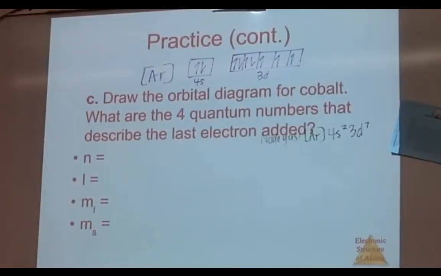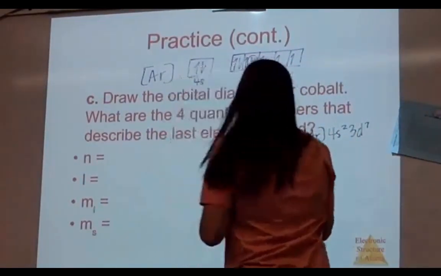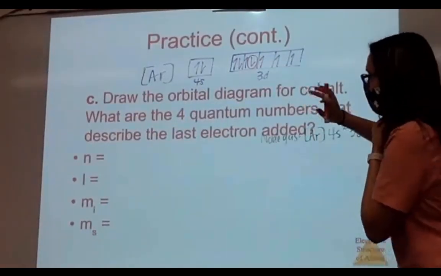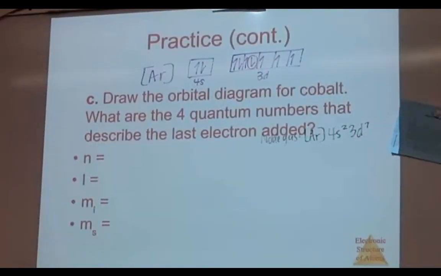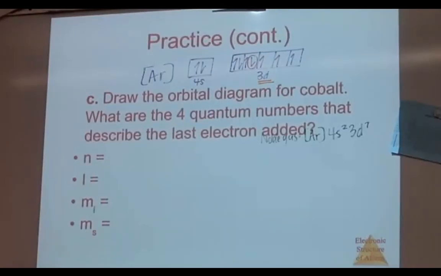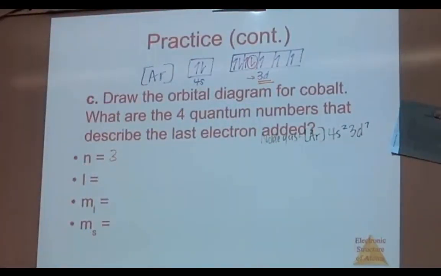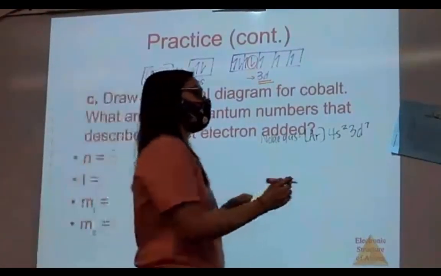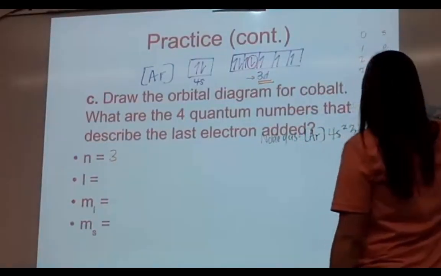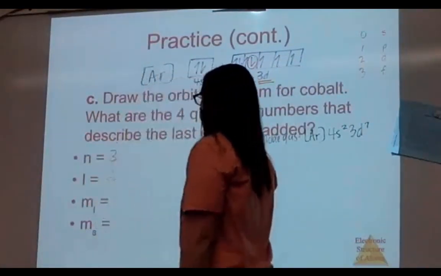And then it wants to know the 4 quantum numbers of the last electron that was added. The last arrow that I drew is this one. So when we think about the 4 quantum numbers, n is the main energy level. So this right here, this 3d, tells us the first 2 quantum numbers. So n is this large number, so 3. l is based on the sublevel. So if you remember, l starts at 0, goes up, s, p, d, and f. So this electron is in the d sublevel, so l is 2.